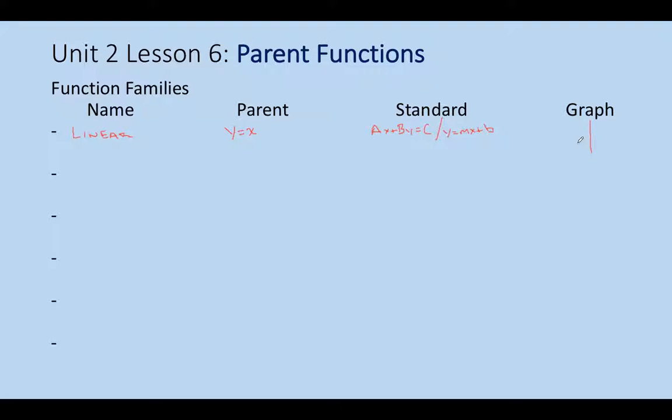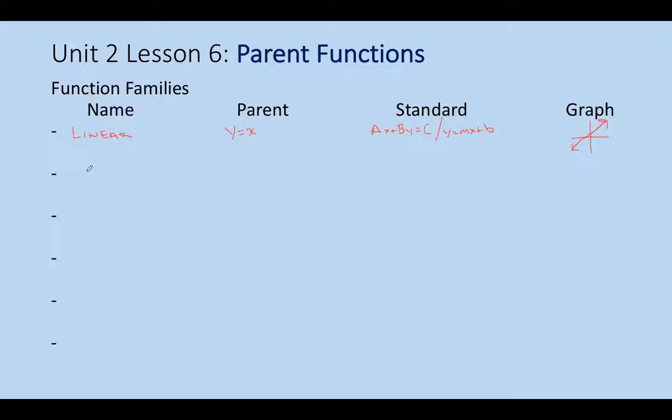And when we graph a linear function, we always wind up with some sort of straight line. As b changes, that shifts it up and down along the y-axis, and as m changes, that changes the slope. All right, so this is the one that we really feel like we've got down.